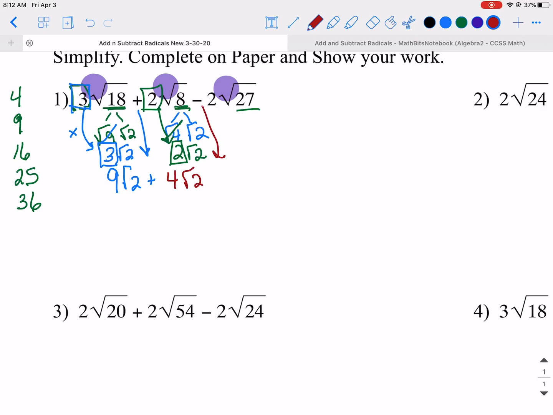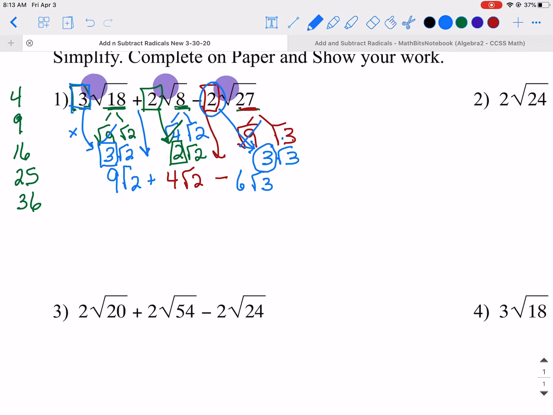Then I bring down my minus sign. So I have a 2 here. I'm going to ignore it a minute. See if I can find a perfect square that goes into 27. 16 is too big. 9, so the square root of 9 times the square root of 3 is radical 27. What is the square root of 9? 3. And I'm left with a radical 3 inside. So I have a number outside here, outside here. What do you do with those numbers? You multiply. So 2 times 3 is 6 radical 3.